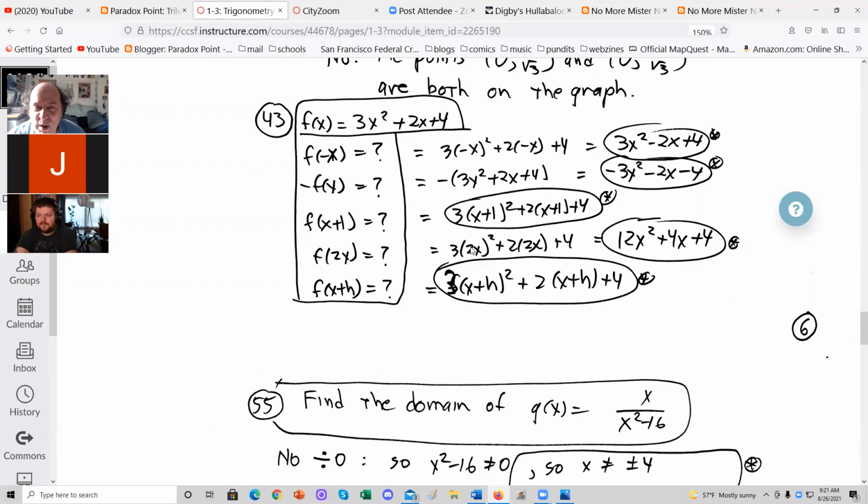F of 2x, so plug in 2x wherever the x's are. So 3 times the square of 2x plus twice 2x plus 4. This one, okay, I'll square it out. It's 12x squared plus 4x plus 4.